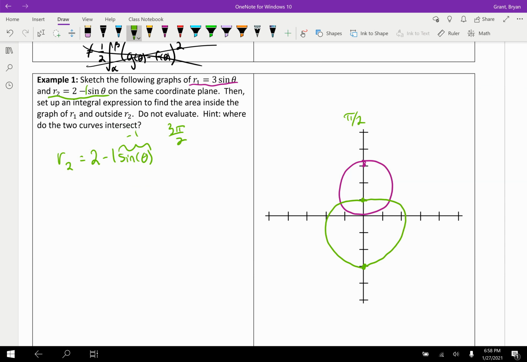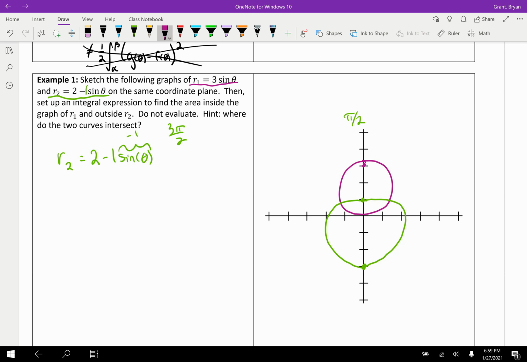And the nice part is it doesn't have to be perfect. You could have graphed this incredibly wrong and still gotten the correct answer. So what are we trying to do? We want to set up the integral expression to find the area inside the graph of r1 and outside the graph of r2.